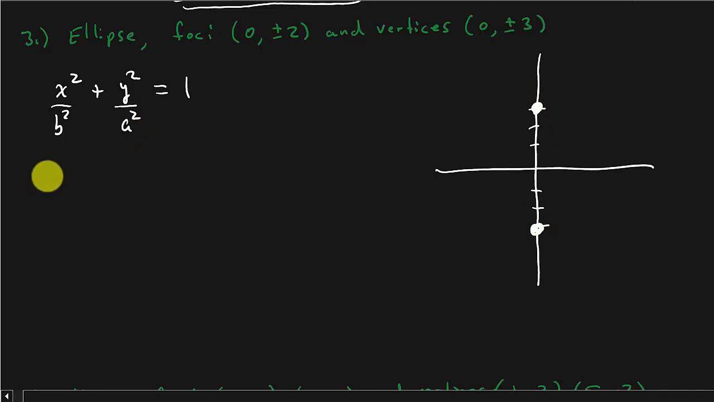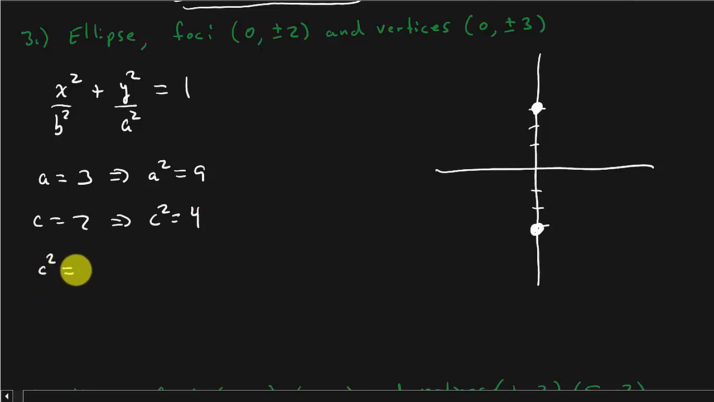And so this tells us that what? A is equal to 3, right? There's your 3, which tells us a squared is equal to 9, and c is equal to 2, right? The plus or minus 2 for our foci. We go up 2 and down 2, and so that tells us c squared is equal to 4. Well, we know that c squared is equal to what? A squared minus b squared.